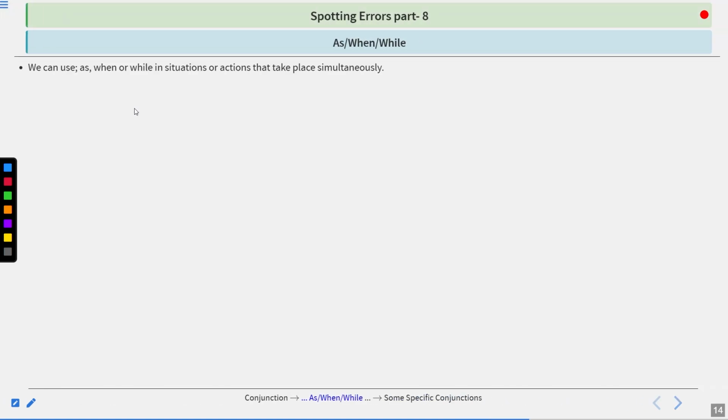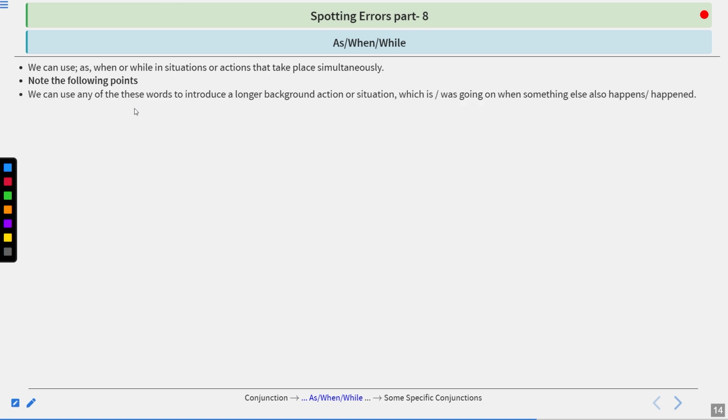As, when, while. We can use as, when, or while in situations or actions that take place simultaneously. Note the following points. We can use any of these words to introduce a longer background action or situation which is or was going on when something else also happens or happened. So two different events, one in the background and another that took place in between. As I was walking down the street, I saw Jack driving a jeep. So walking was in the background and seeing Jack was an interrupting one.